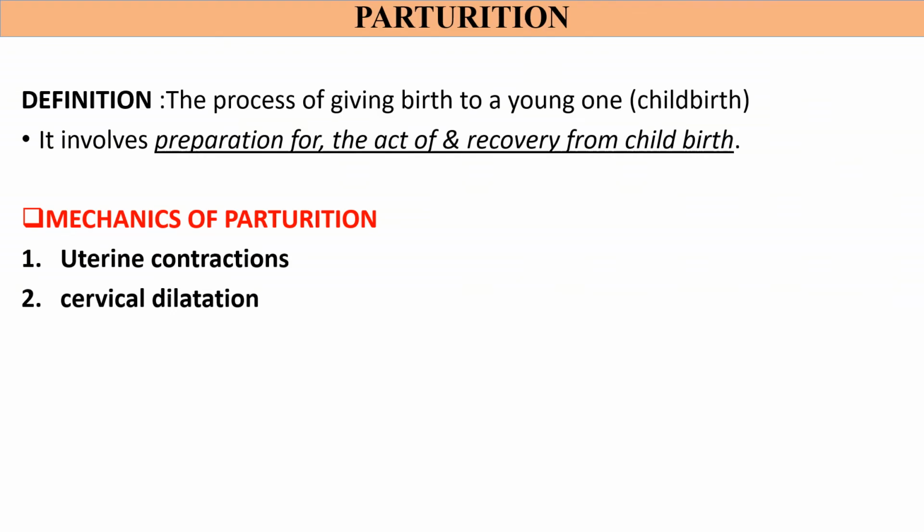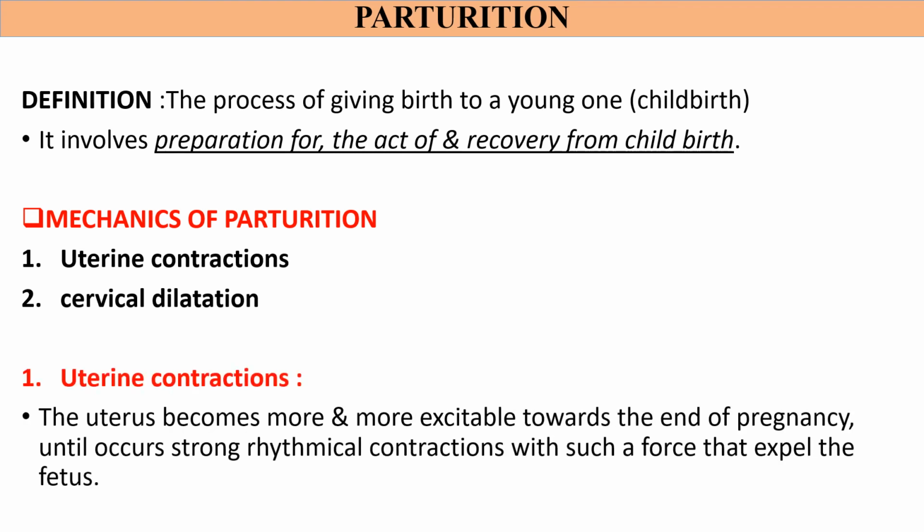Next topic is parturition. It is the process of giving birth to a young one, simply called childbirth. It involves the preparation for the act of and recovery from the childbirth. From functional point of view, mechanics of parturition mainly involves uterine contractions and cervical dilatation. First, see how uterine contractions occur.